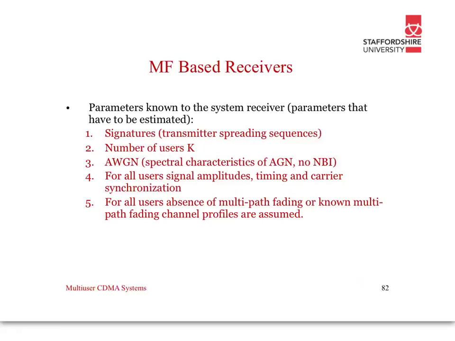So, matched filter based receivers. There are parameters that we know in the system receiver, and some parameters that have to be estimated. We know the signatures on the transmitter spreading sequences. We know the number of users. We know it's an additive white Gaussian noise channel. We know the spectral characteristics of the additive Gaussian noise, and we have said that there is no narrowband interference.